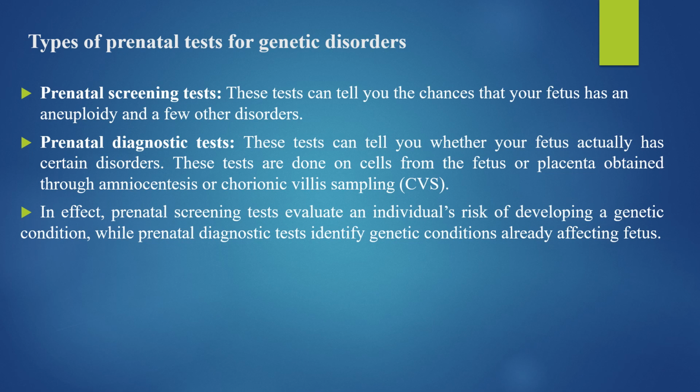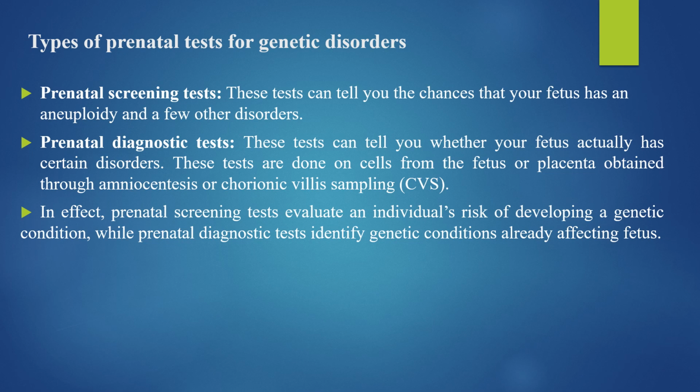So, types of prenatal tests for genetic disorders. You can do a prenatal screening test or a prenatal diagnostic test. One is screening, one is diagnostic. Now, prenatal screening tests can tell you the chances that your fetus has an aneuploidy and a few other disorders. So you don't have an idea of what might be in there. You are scanning, you are screening to see if there is something.